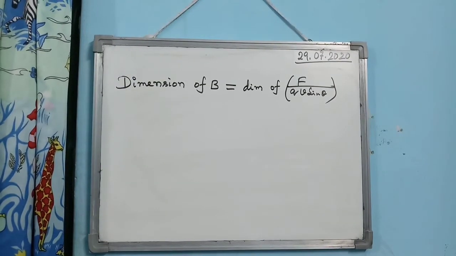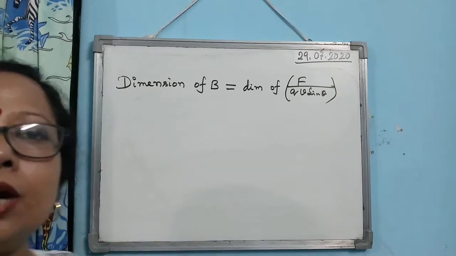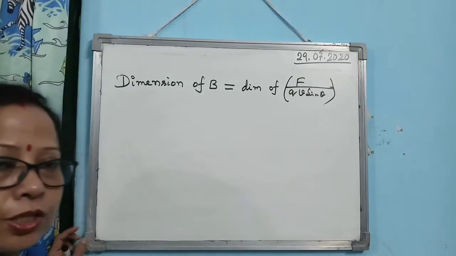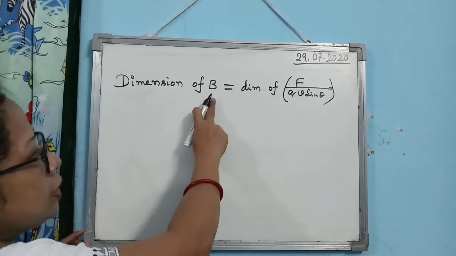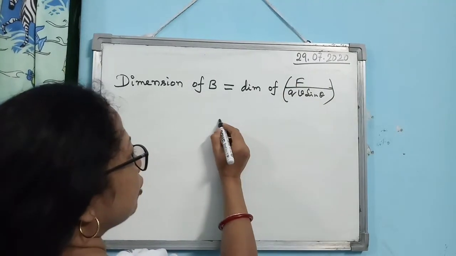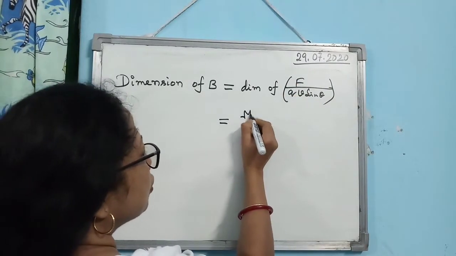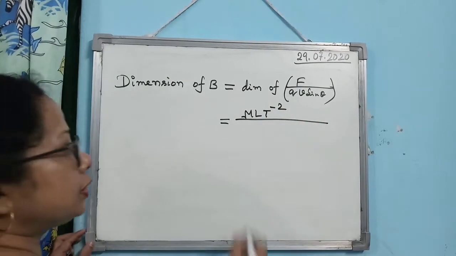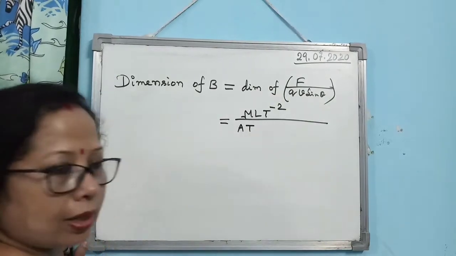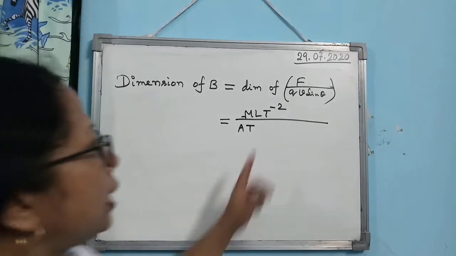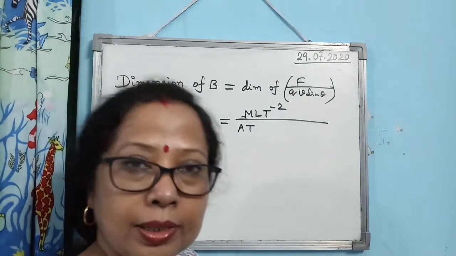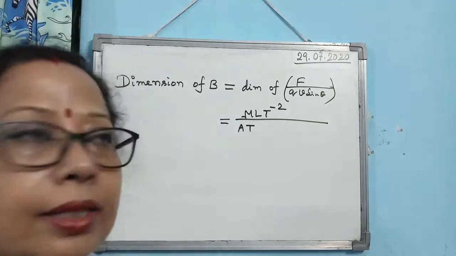Now from the expression for the Lorentz force, one can also get the dimension of magnetic field intensity. According to the expression for the Lorentz force, the dimension of B is the dimension of F by QV sin theta. So what is the dimension of force? M L T to the power minus 2. What is the dimension of charge? It is A T. I hope you remember that charge is not a fundamental quantity. Current is the fundamental quantity, and you can write charge as current into time.